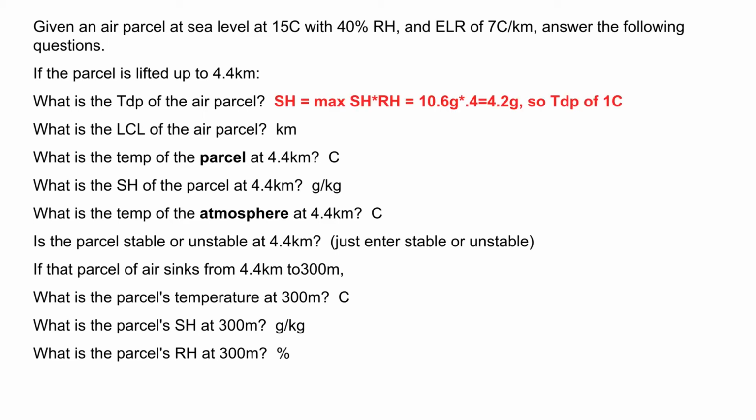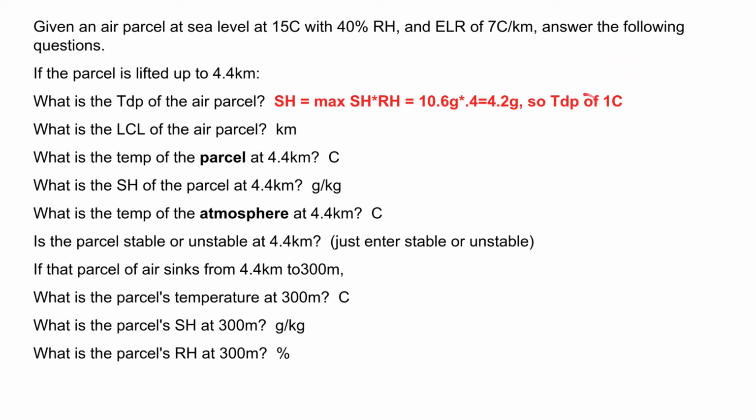So we know the formula for that. Specific humidity equals the max specific humidity times the relative humidity. We look it up on the chart. At 15 Celsius, the max specific humidity is 10.6 grams. We're going to multiply that by 0.4 because we only have 40% of the maximum, which is going to be 4.2 grams. We look that up on the chart and we get a dew point temperature of 1 degree Celsius.